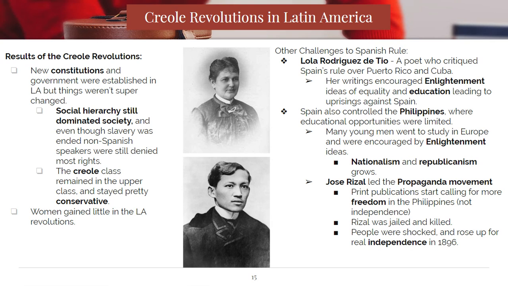But the social hierarchy basically just removes the Peninsulares, and the Creoles are at the top of the hierarchy. Even though slavery was ended, non-Spanish speakers were still denied most rights. The Creole class remains the upper class and stays pretty conservative. Women in this part of the world do not get much freedom at all. Go ahead and read the rest of that slide.